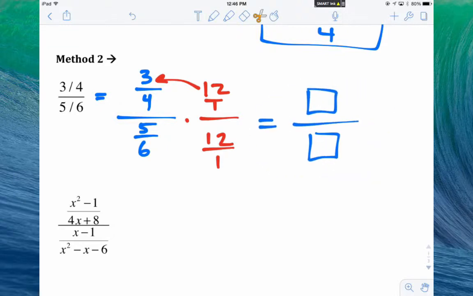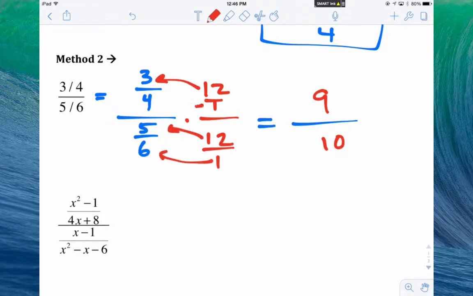So in this new fraction that we end up with, we're going to have a 9 as our numerator, right? 36 over 4. In our denominator, we're going to have 60 over 6, which is 10. So our denominator in this fraction right here is going to be 10, right? It's going to be 12 times 5 and 1 times 6 and 1 times 4.